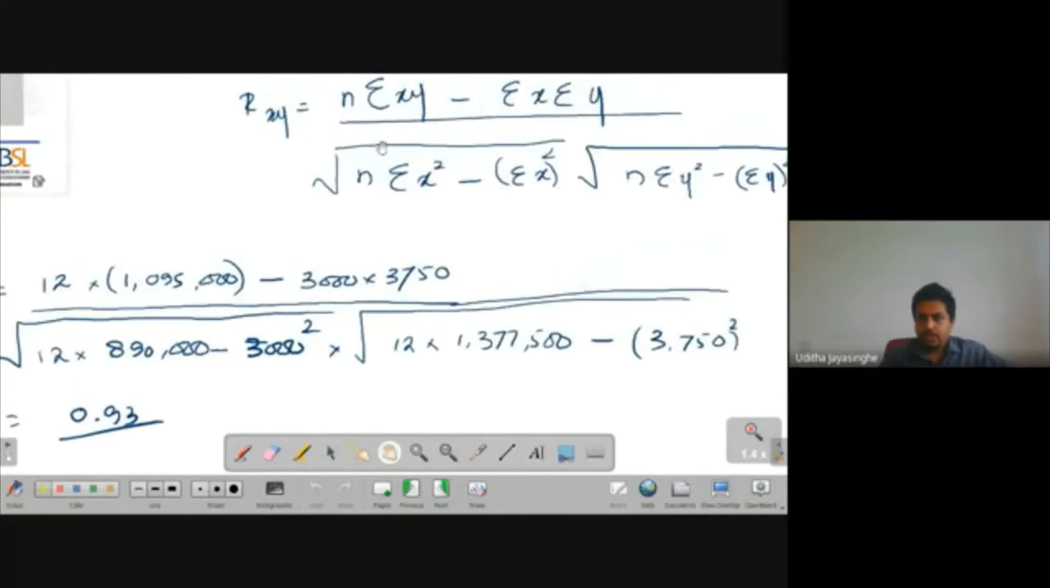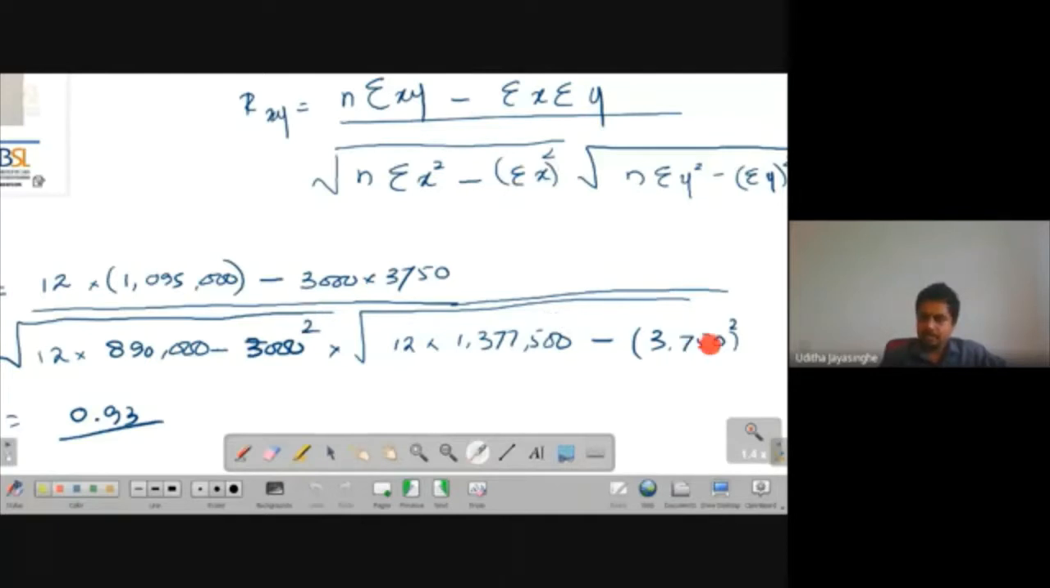N is 12. This is taken directly from the paper. Sigma x is given as 3000, sigma y is given as 3750. That's one aspect. N is 12. This sigma x square is given. Now this part, just focus here. See, sigma x is 3000, but here you have to take the sigma x and then square that particular value.